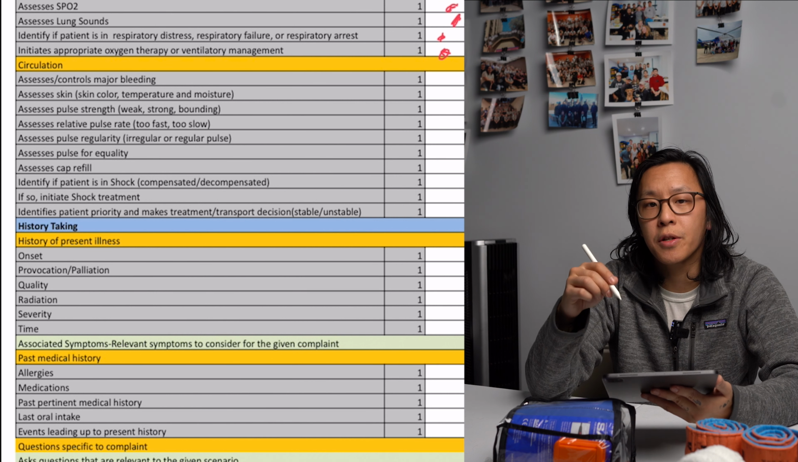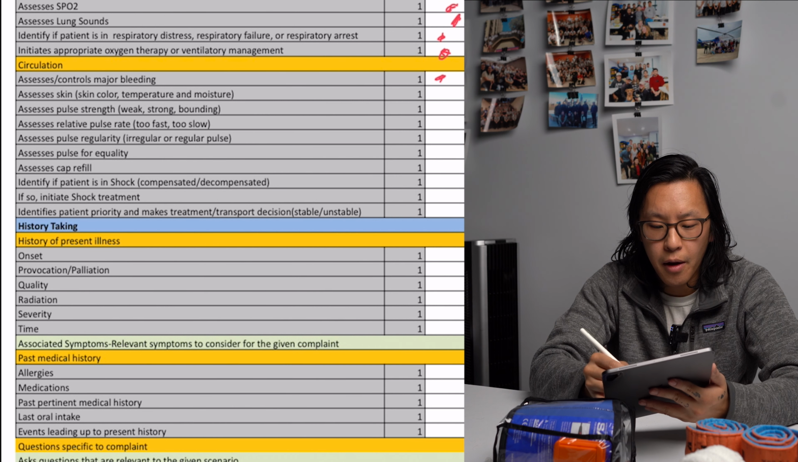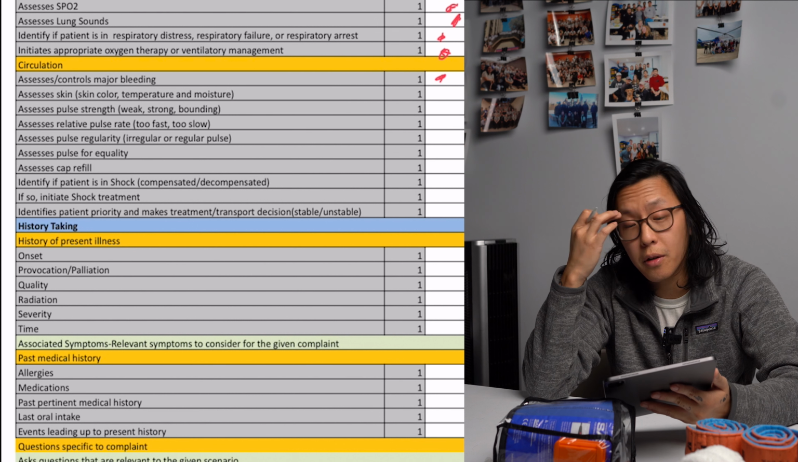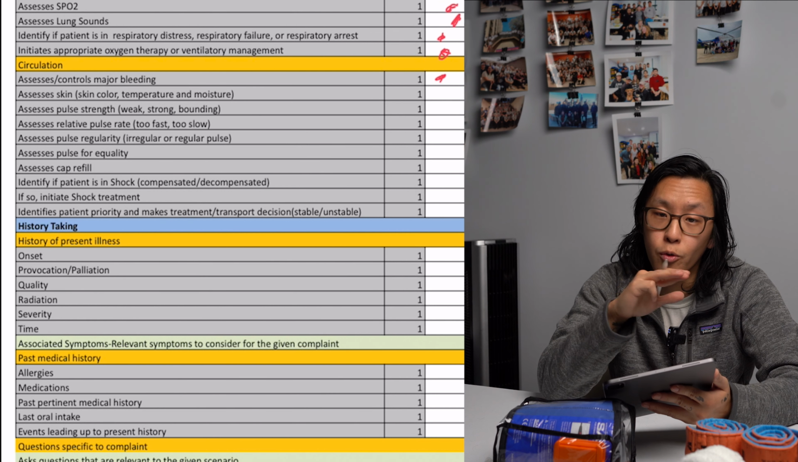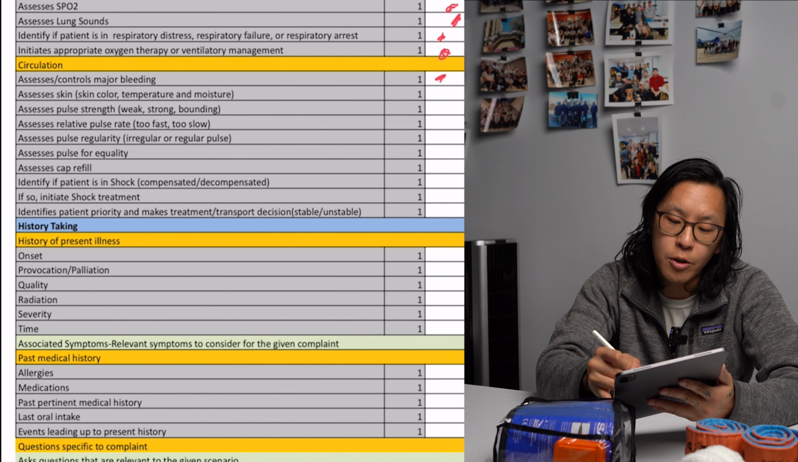First thing you ask in circulation is, is there any active bleeding? After that, you're going to assess the skin color. There's 3 parameters to that: color, temperature, and moisture. All right? Normal parameters are pink, warm, and dry.